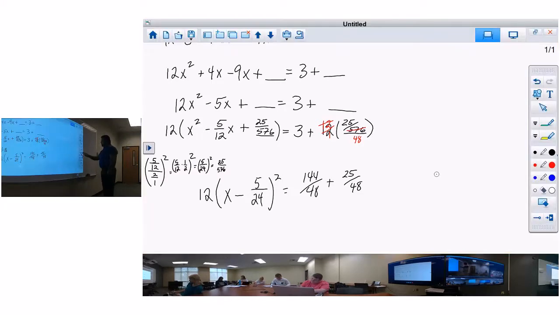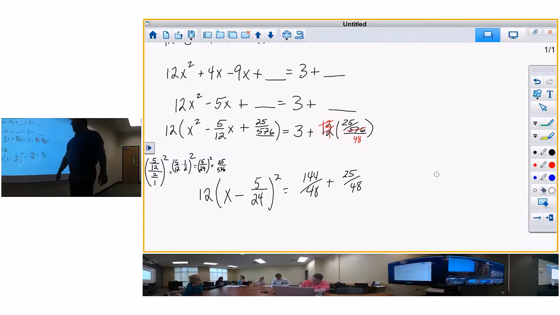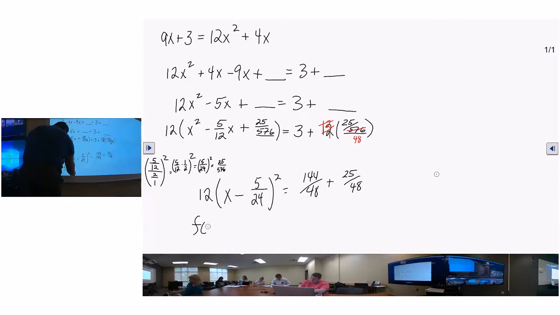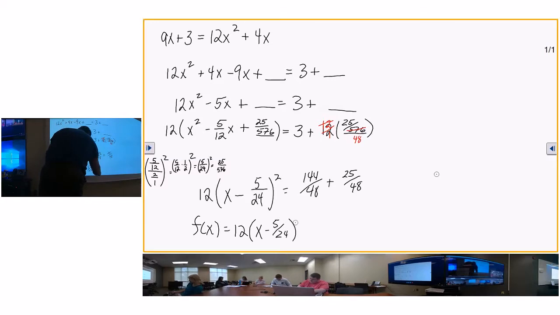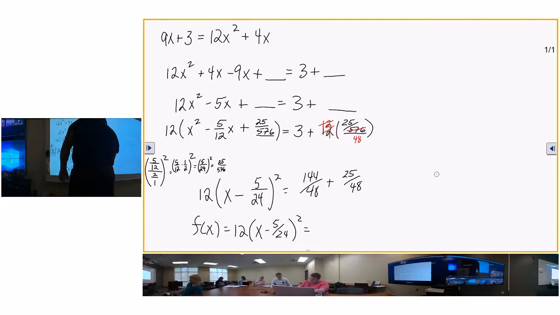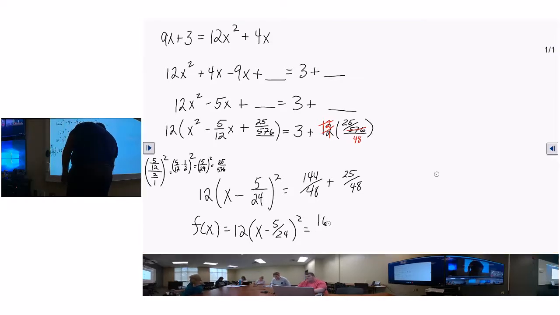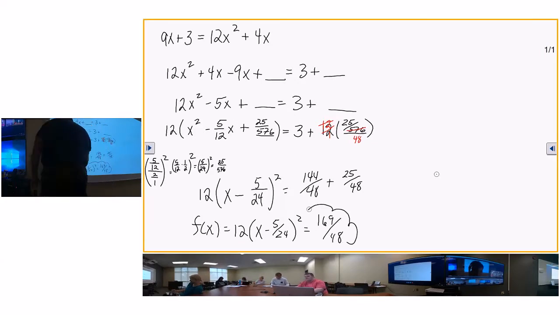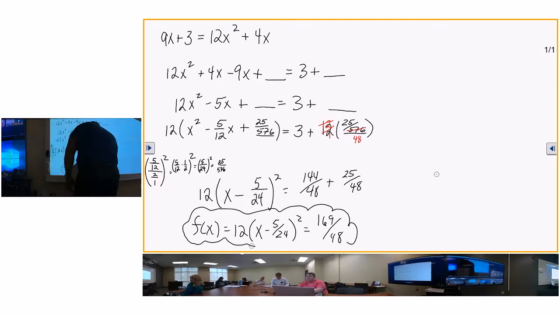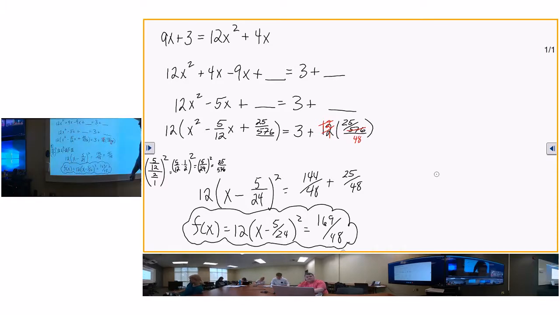So at this point, we have f of x is equal to 12 times x minus 5 over 24 quantity squared equals, and that's going to come out 169. Oh no, another perfect square. 169 over 48. And that is the general form of a quadratic.